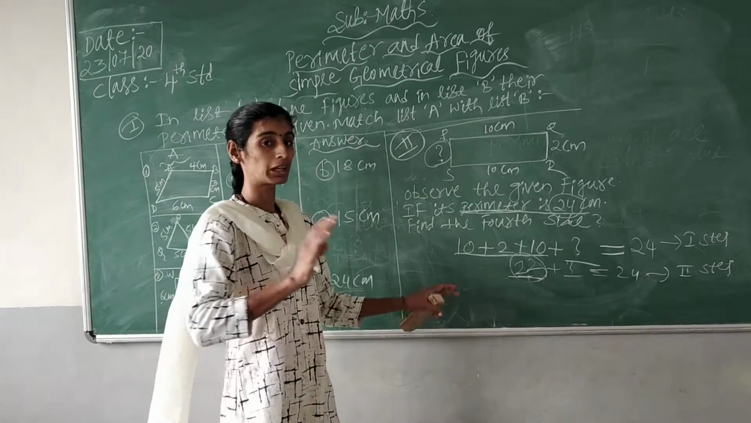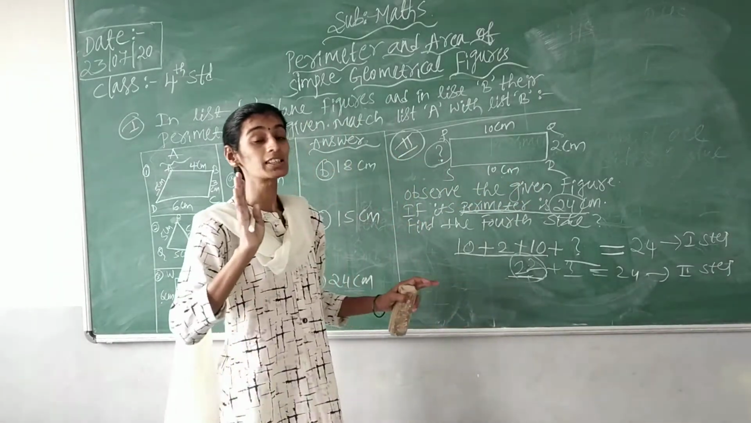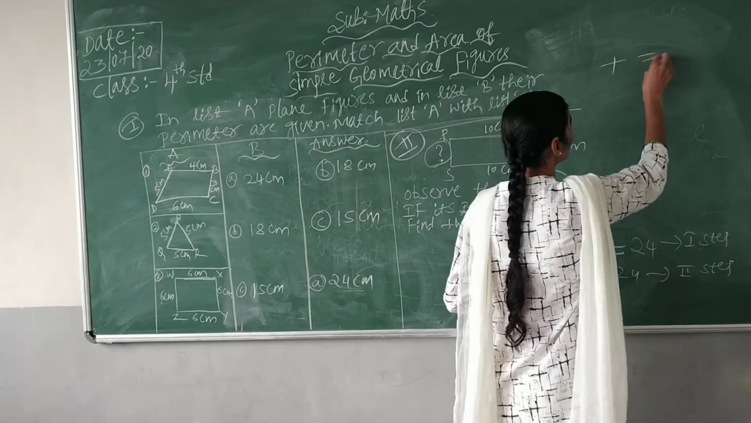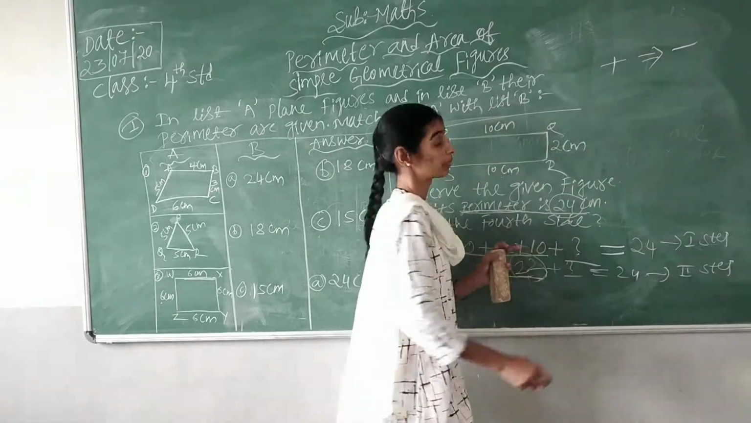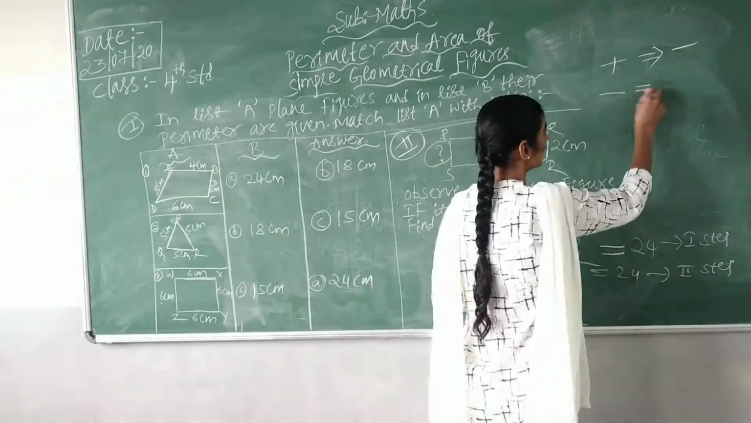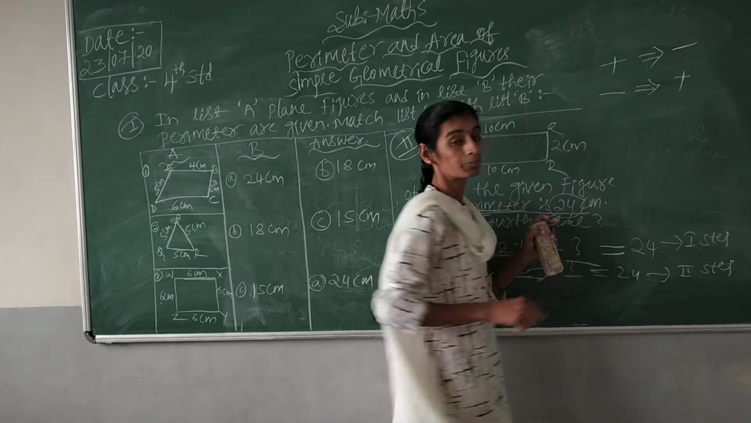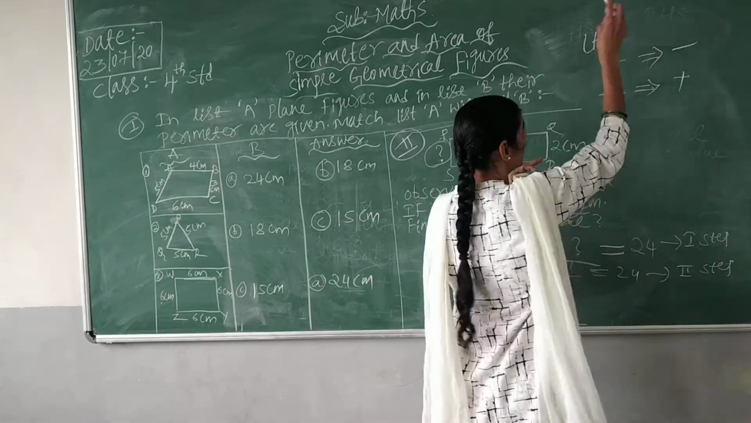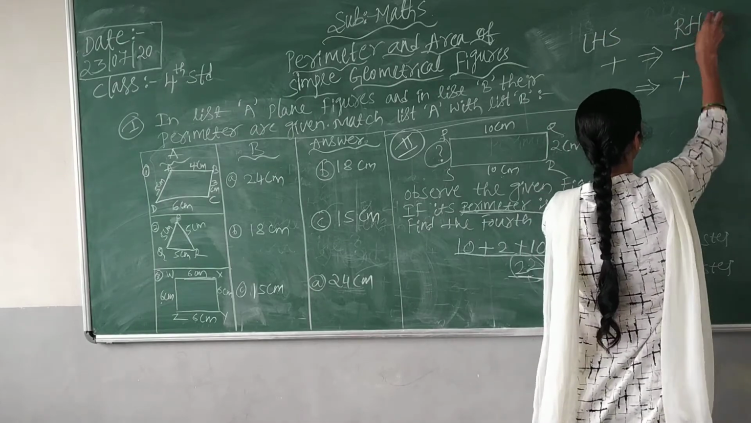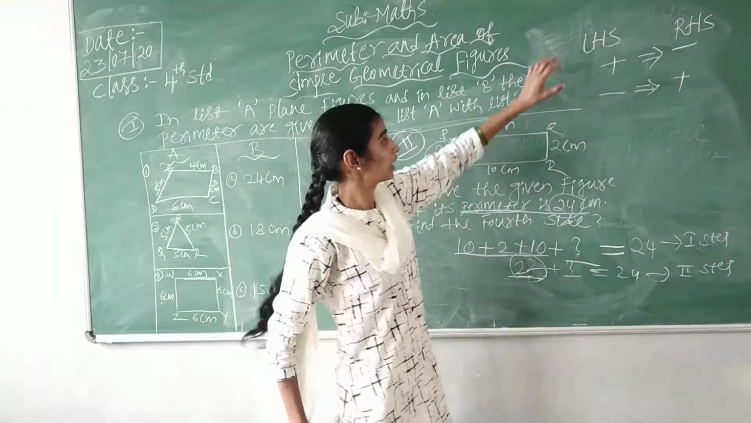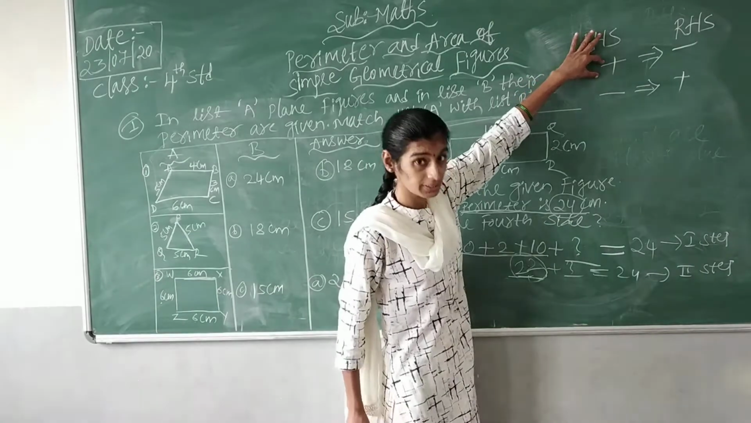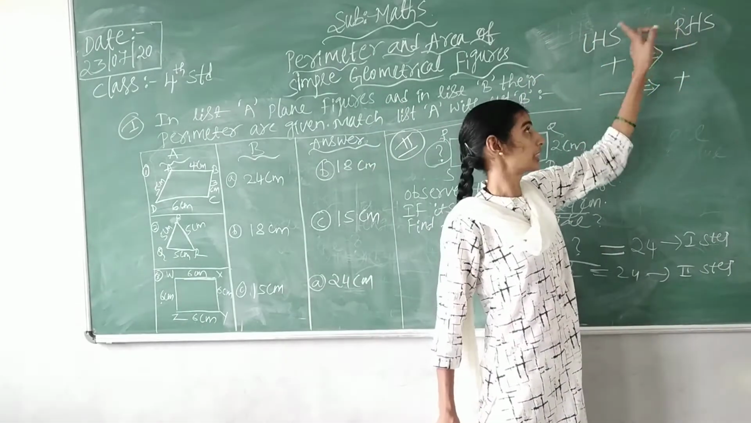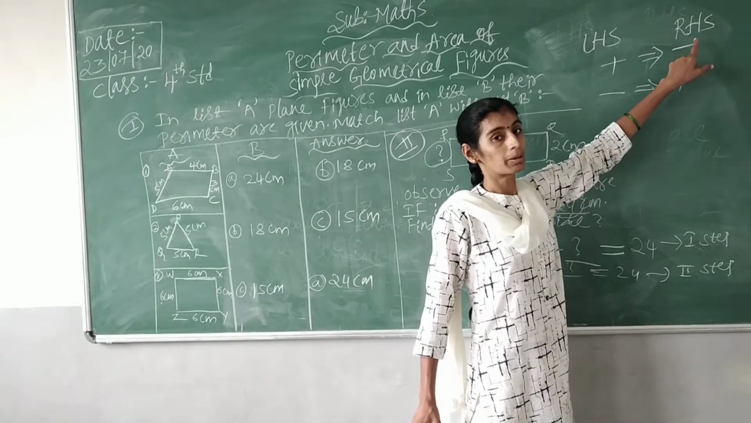So to shift from left to right, our sign is going to change. A plus sign will become minus. If my sign is minus, it is going to become plus. This is the LHS and this is the RHS. Suppose my LHS value is plus. When it is shifted to RHS, its sign is going to change to minus.